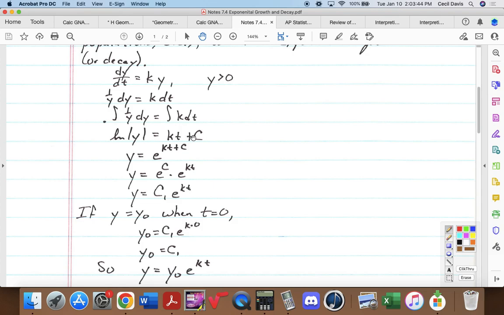Raising both of those as exponents on e, and since y is a positive quantity, we can drop the absolute value, so y is equal to e to the kt plus c. We talked about yesterday the fact that we can rewrite that as e to the c times e to the kt. So I wrote c1 here just to say, look, this is a different constant than it was before, but there's really no reason to keep track of the fact that it's a new constant.